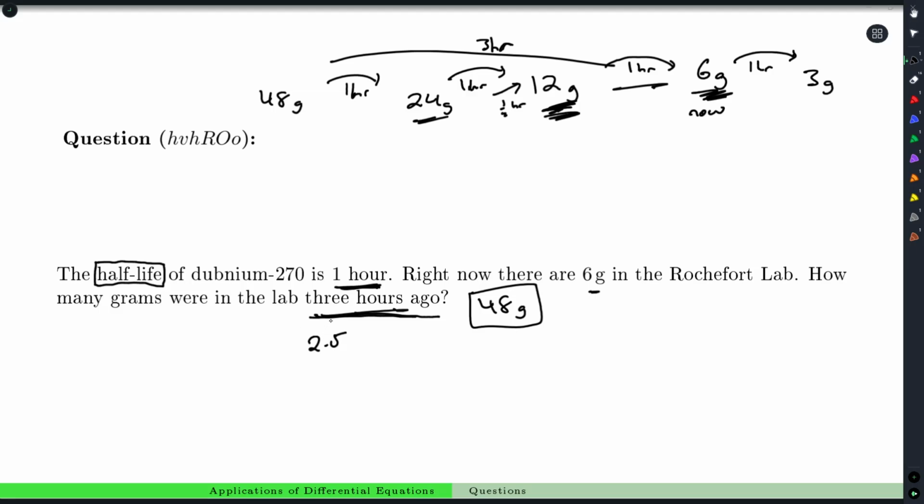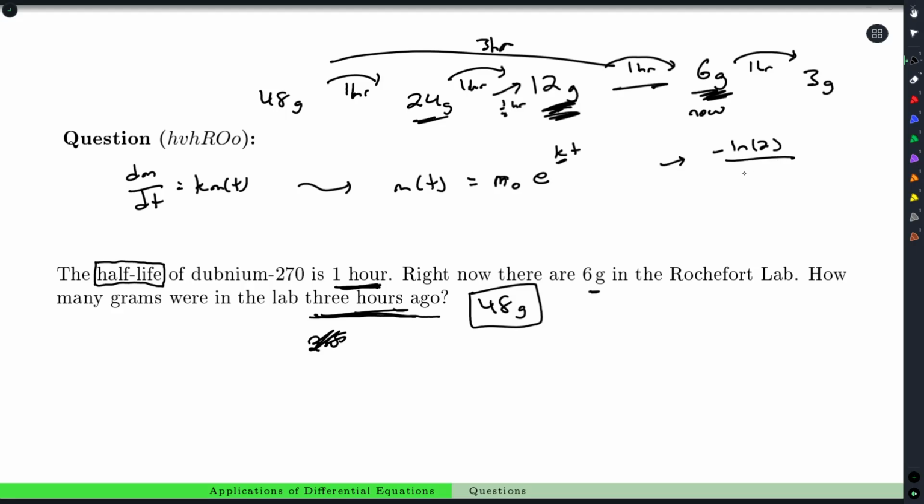So let's imagine what we would do if we weren't lucky for this question. It wasn't 3 hours. Well, we can resort to setting up a differential equation, right? Dubnium-270 is going to obey the law of universal radioactive decay. Okay? And so if you want to go back to basics, you can set up a differential equation and solve it. I'm just going to exploit the fact that I know what the solutions to the universal law of radioactive decay look like. The mass is initial mass, and then e to the kt. And k here, if you're familiar with how half-life works, k is actually negative ln 2 over the half-life.